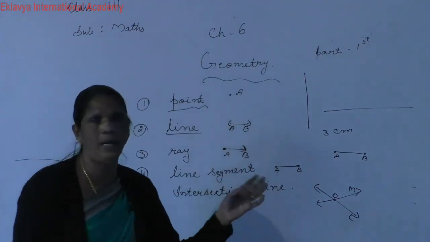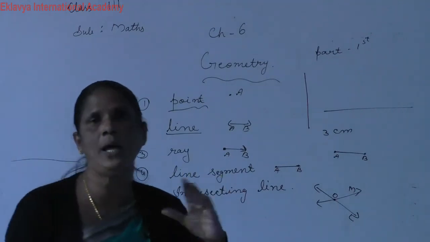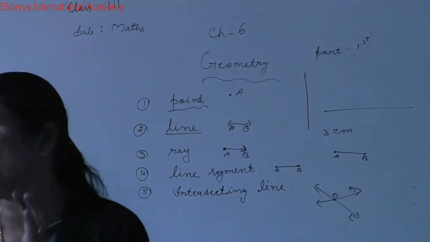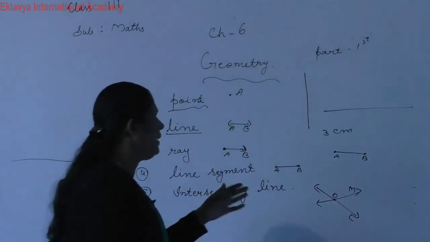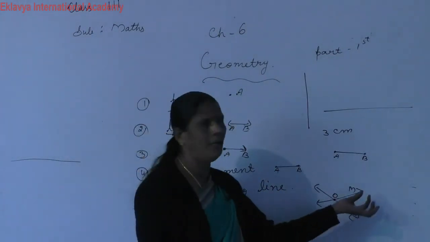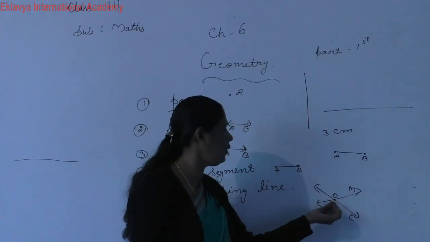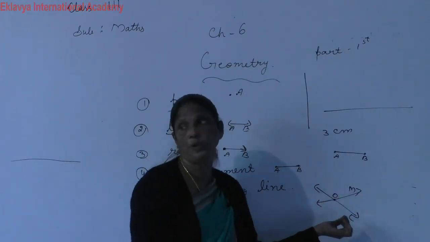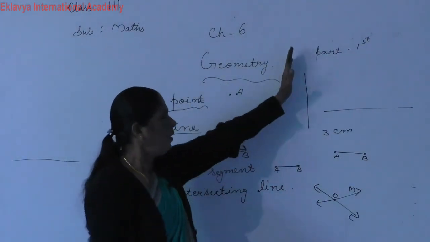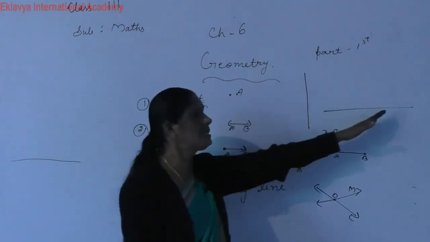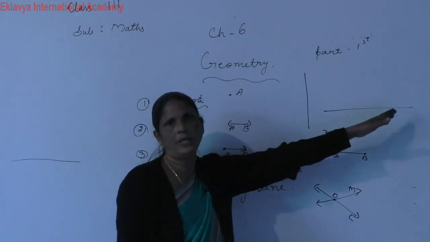Intersecting lines. Two lines passing through a point are called intersecting lines. Line L and line M intersect at a point called O. This point is called the intersecting point. This is the vertical line. This is the horizontal line. Okay.